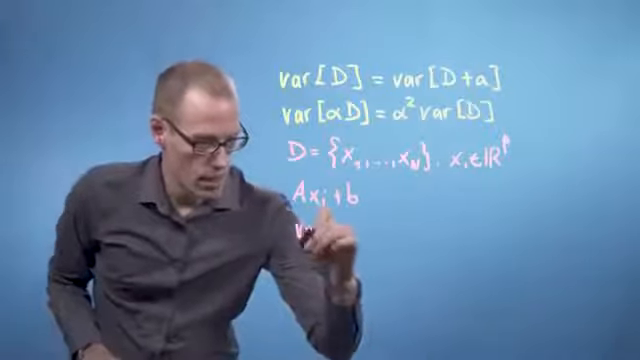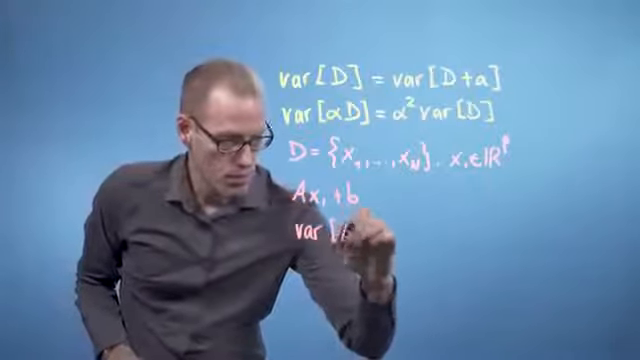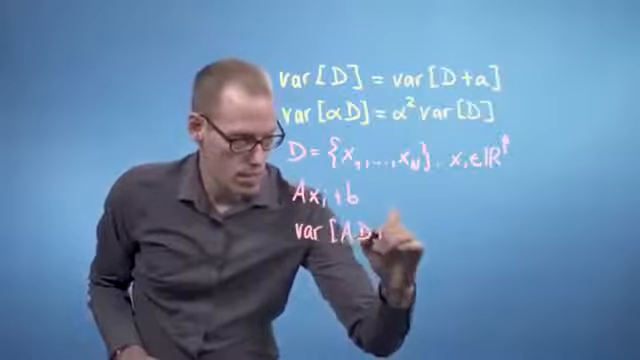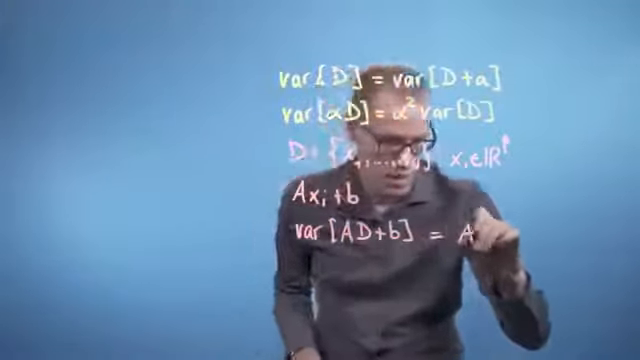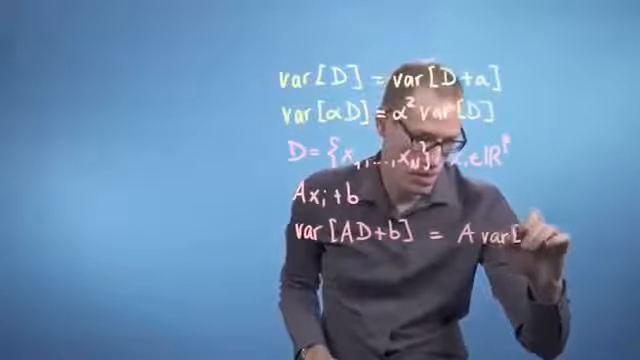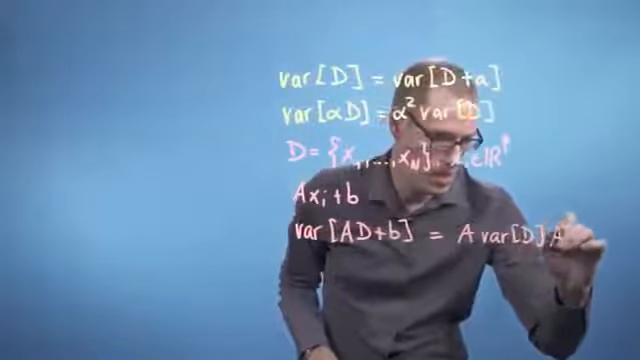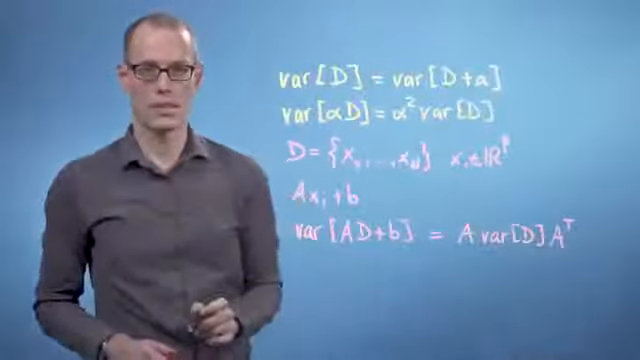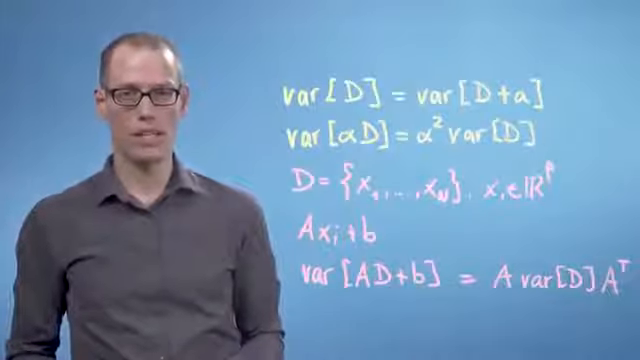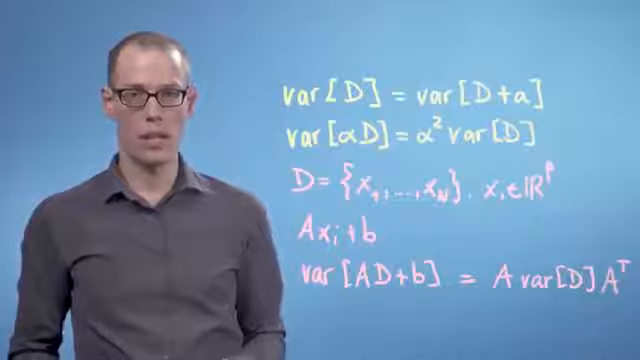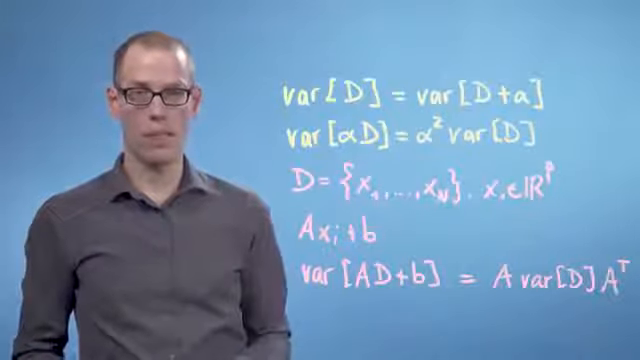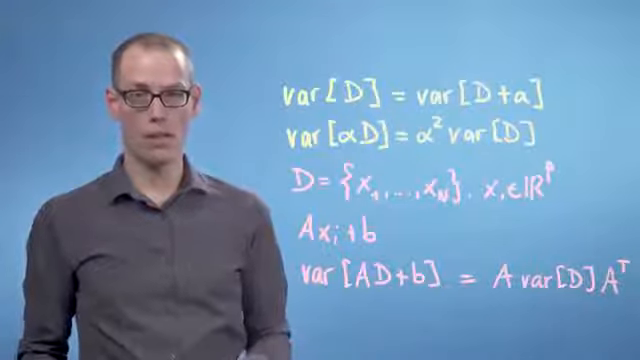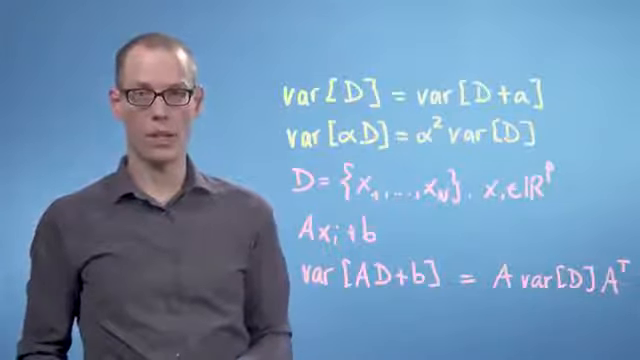The variance of A times D plus b is A times the variance of D times A transpose. In this video, we saw what effects a linear transformation of a dataset has on the mean and the variance. In particular, we saw that shifting data has only an effect on the mean, but not the variance, whereas scaling the data affects both the mean and the variance.